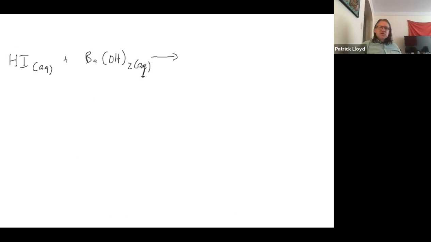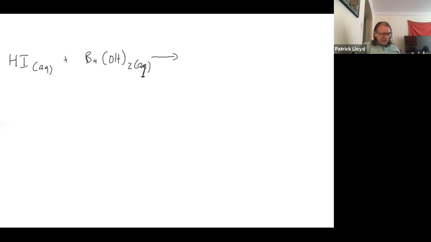Okay, so this one looks a little different. HI plus Ba(OH)2. So notice this one has two hydroxides. That comes into play when we're talking about balancing equations. It's said in the instructions that you have to balance the equations, so we'll have to deal with that.